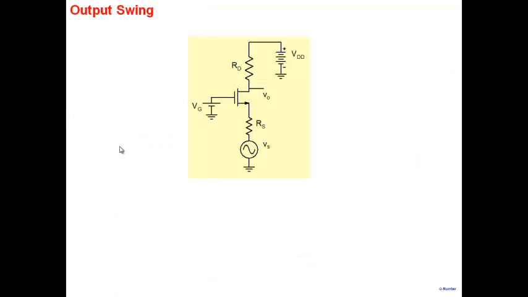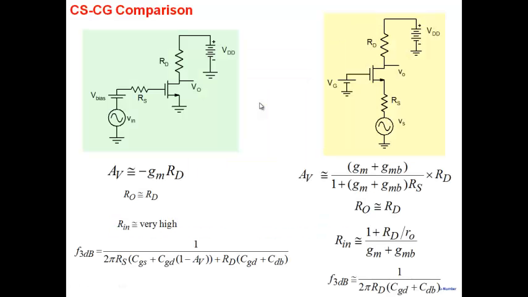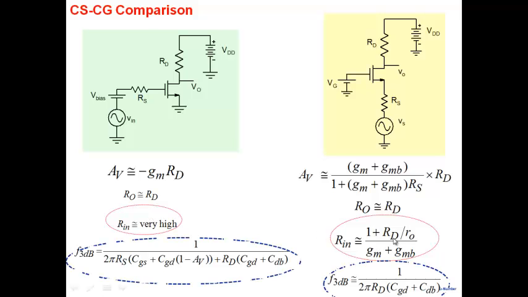I'll not go into the details here. The output swing is very similar to this particular stage, so I'll skip that, and therefore now one can have a better comparison. We've already seen gain, input, and output resistance, the comparison between the two here. We know that this is a disadvantage here, but we know now this is an advantage. So the reason why we are even talking about a common gate amplifier is mainly because of this here. That this is an amplifier which offers you a much larger 3 dB frequency.